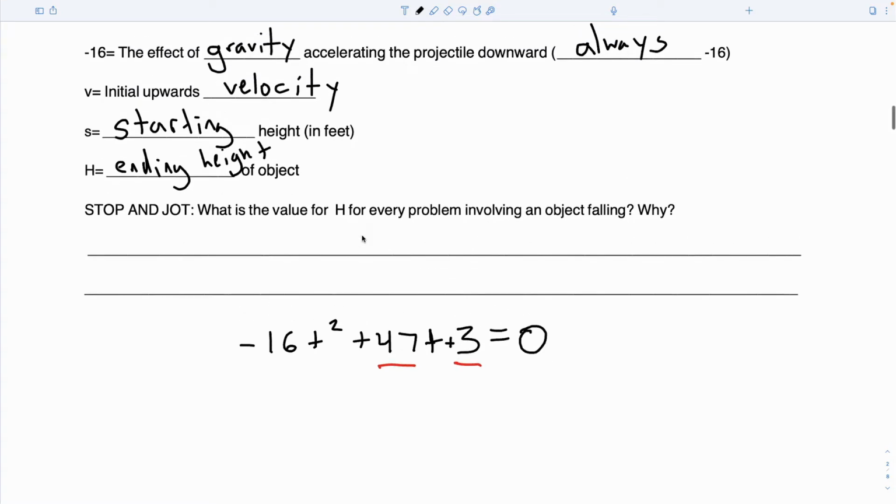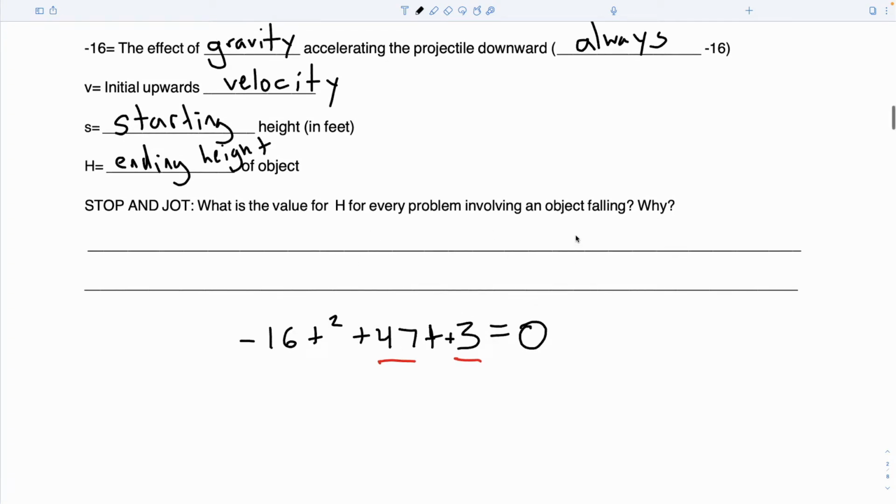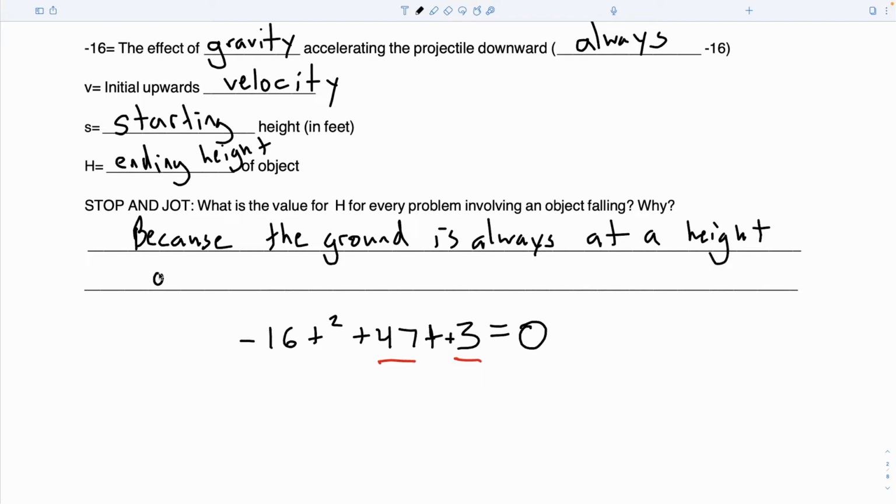So you just pieced together. The value for h was the last final piece. And why is it always 0 for every object? Because the ground is always at a height of 0. So it ends at the ground. It's not going to end below the ground. We're just going to say it hits the ground and stops there. You could give me hypotheticals and say all sorts of stuff, but we're going to say it's always 0.